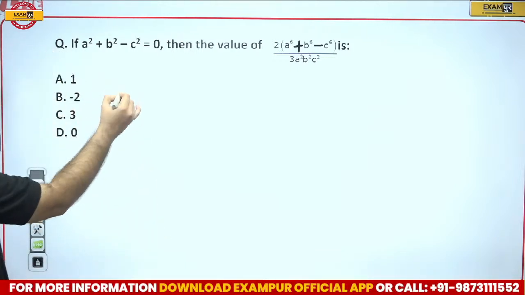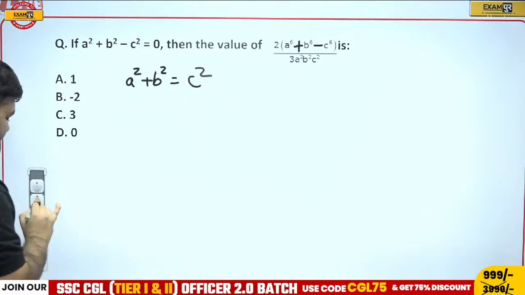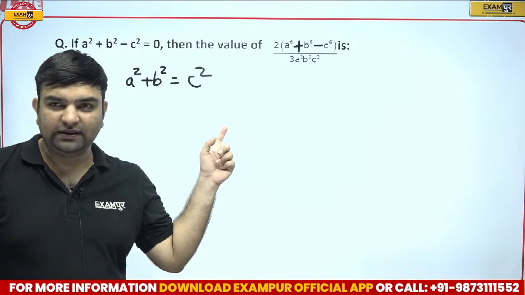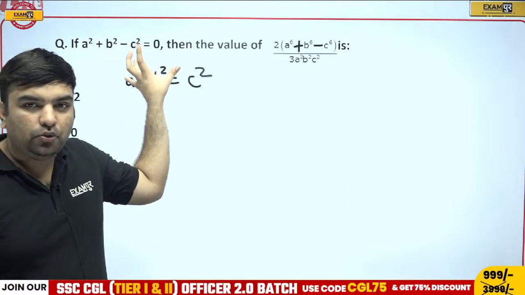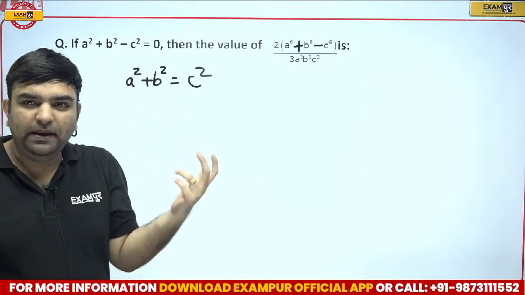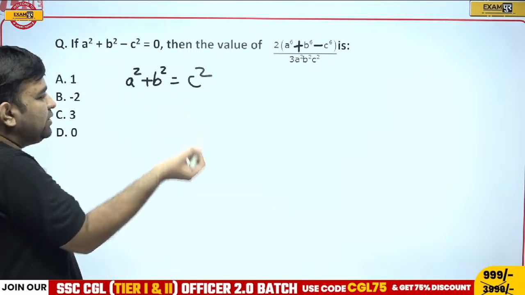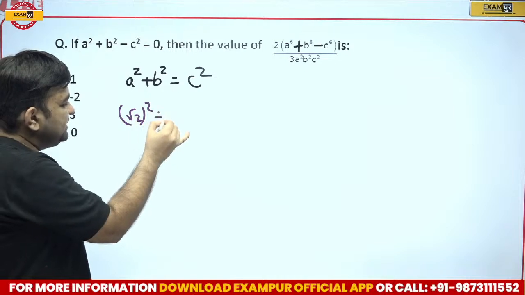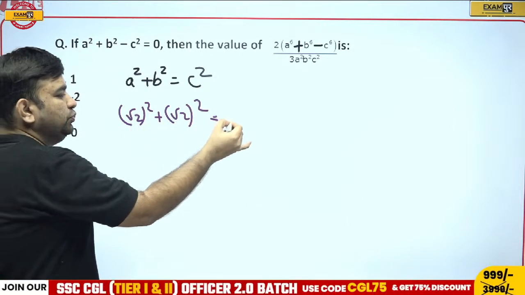Guys, I think a square plus b square is equal to c square. Can you think of some values which can satisfy this equation? Because one equation, three variables, we can assume two values. So I'm assuming a and b equal to each other, or I can assume them as root 2, this as root 2. So basically it will become 2, 2 and this is 2.